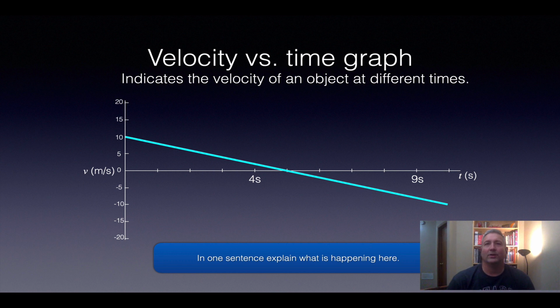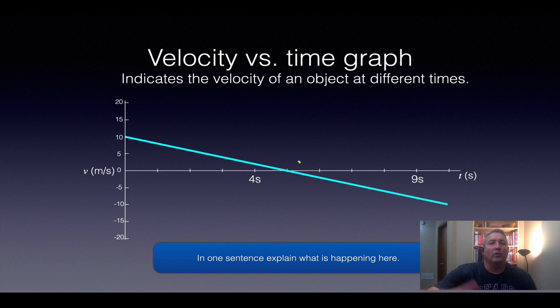So we can say an object moving at 10 meters per second in the positive direction experiences an acceleration of negative 2 meters per second for 10 seconds. And it should end up at negative 10 meters per second. So that means that after 1 second of moving, it's going 8 meters per second. After 2 seconds, it's moving 6 meters per second. After 3 seconds, it's moving 4 meters per second, and so on until it reaches a velocity of negative 10 meters per second.